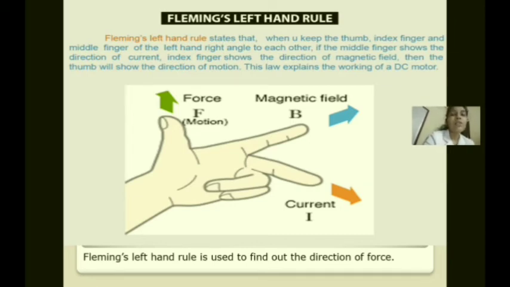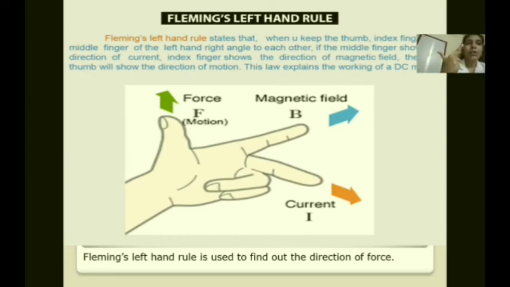For that I need your help. Just hold your left hand, all of you. Hold your three fingers like this. These three fingers are now mutually perpendicular. This is your thumb, this is your index finger, and this is your middle finger. These three fingers are perpendicular to each other.